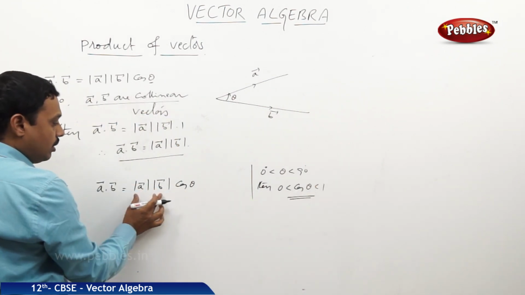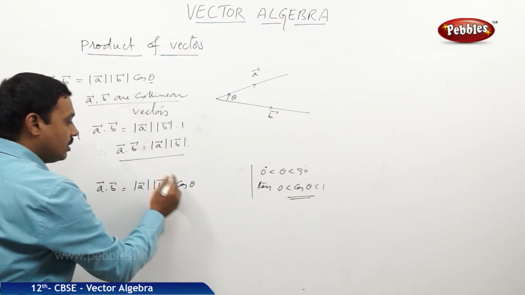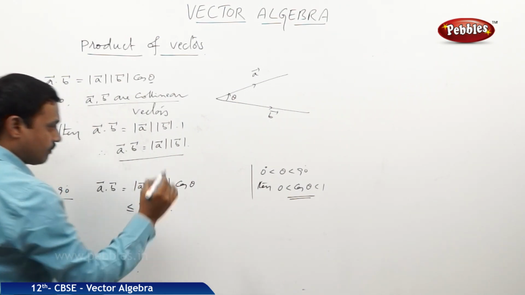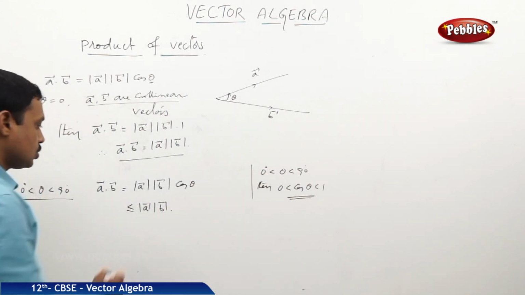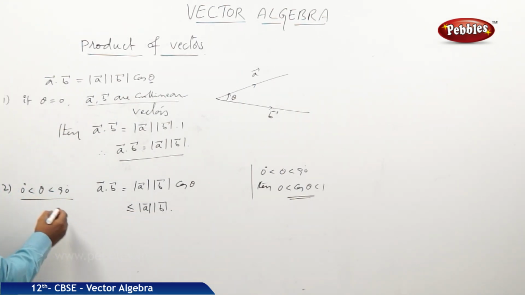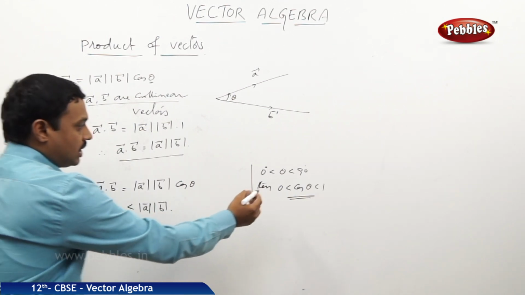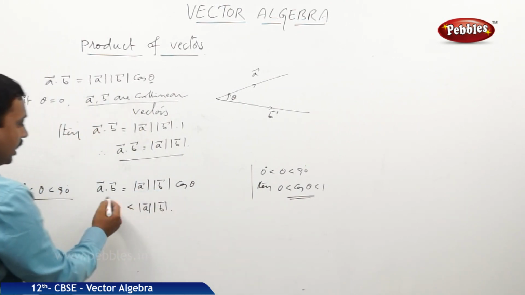So when mod A mod B is multiplied by some constant lying between 0 to 1, it would be less than or equal to mod A mod B, because the maximum value of cos theta is equal to 1. So A dot B is less than or equal to mod A mod B. Third point, actually it is less than, not equal. Since theta is not 90 degrees, theta is less than 90, then A dot B is less than mod A mod B.